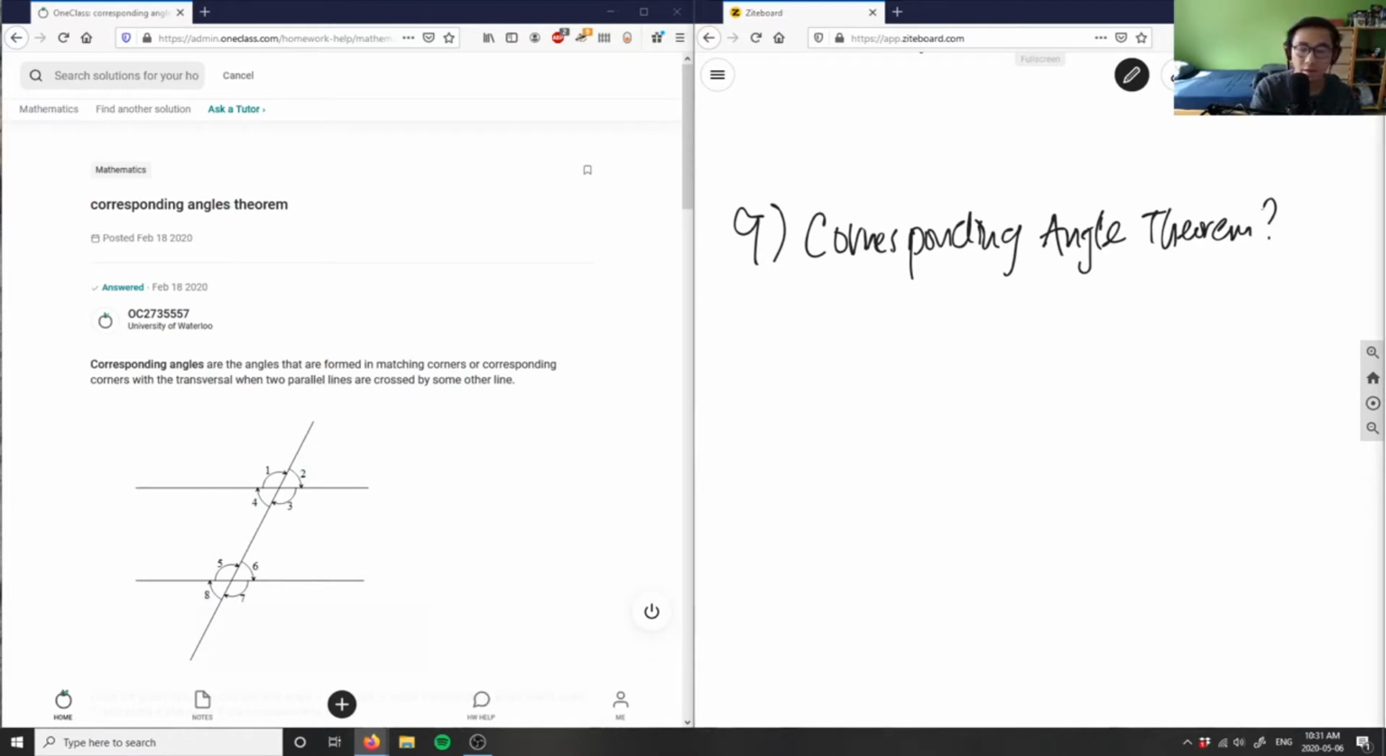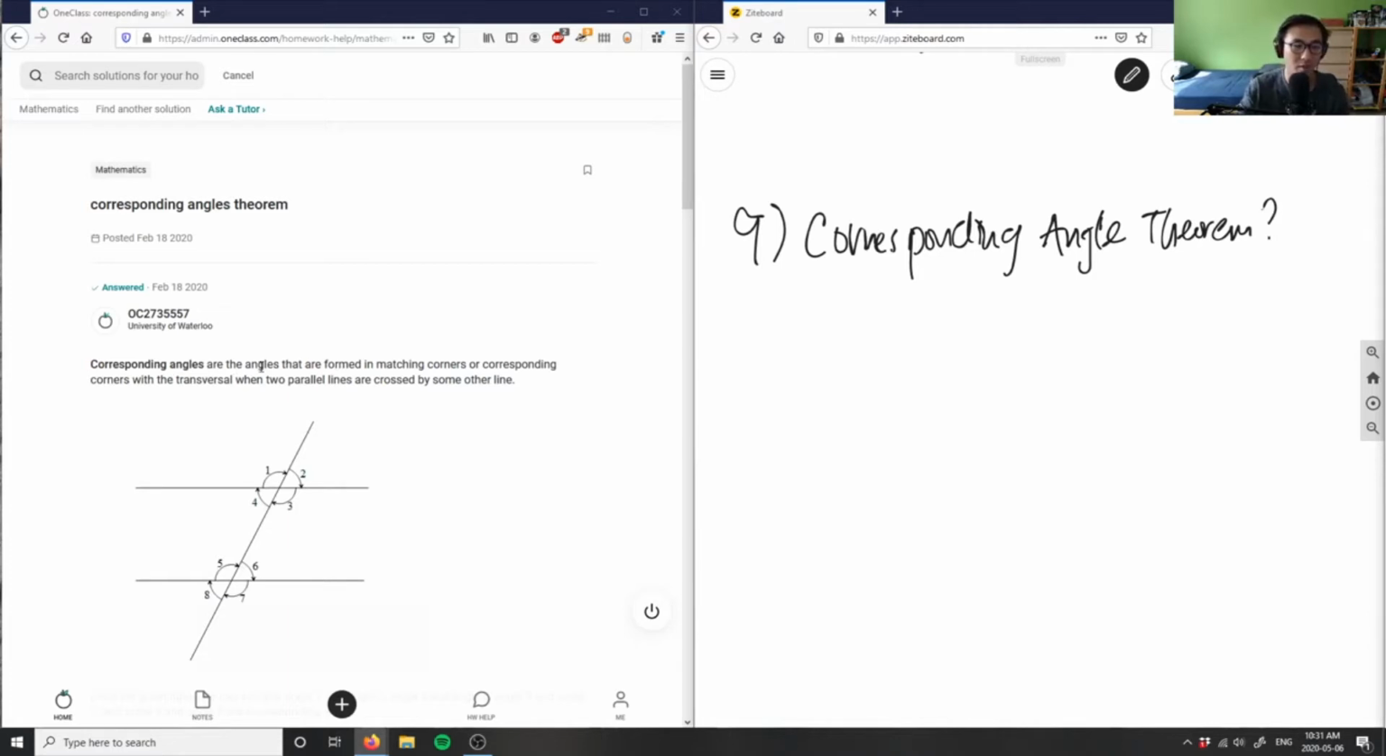And then again, with geometry questions here, they drew a line here. They drew a visual for us to kind of figure this out, which is perfect. So what is corresponding angles theorem? Well, this here kind of gives you the solution, right?